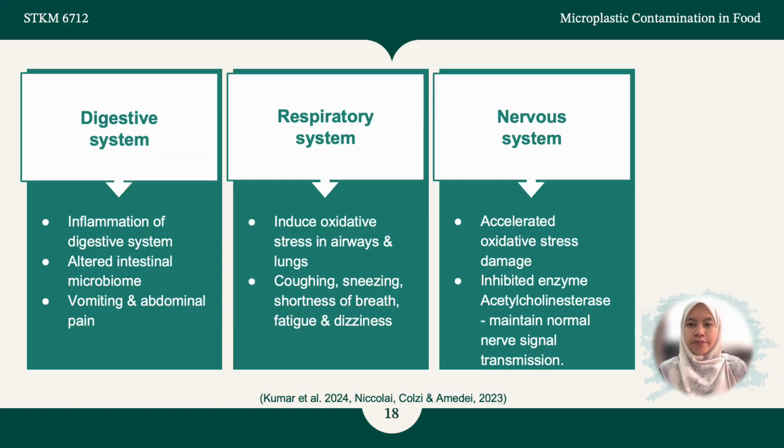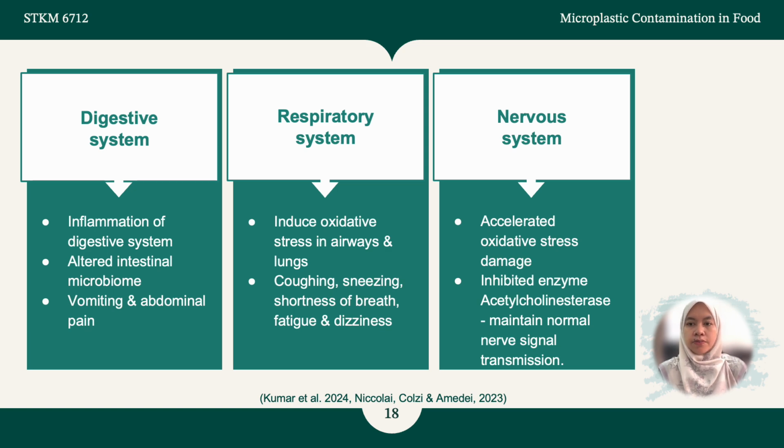In the digestive system, microplastic ingestion may lead to inflammation or an altered intestinal microbiome, resulting in an imbalance between beneficial and harmful bacteria and potentially leading to symptoms like abdominal pain, bloating, and changes in bowel habits. Apart from that, the absorption of environmental toxins such as hydrocarbons and heavy metals carried by microplastics can lead to GI symptoms, including vomiting and abdominal pain.